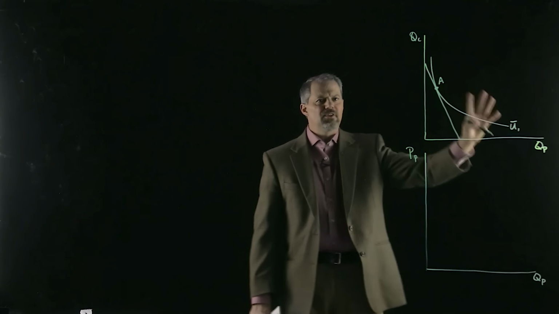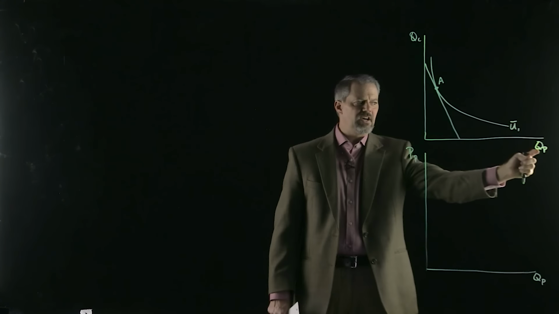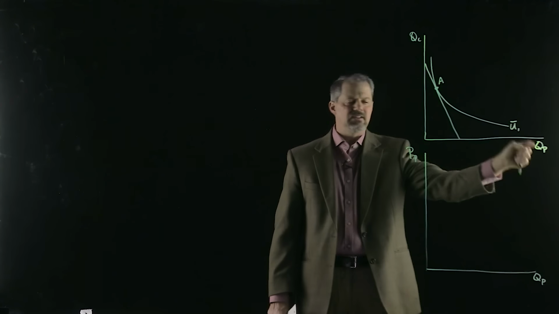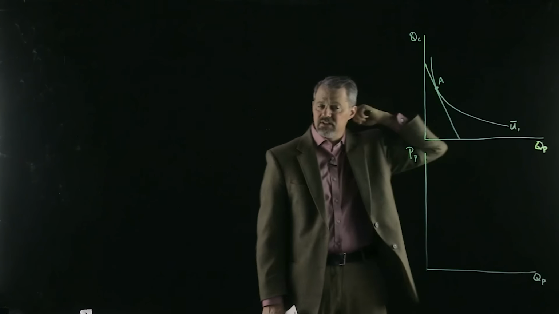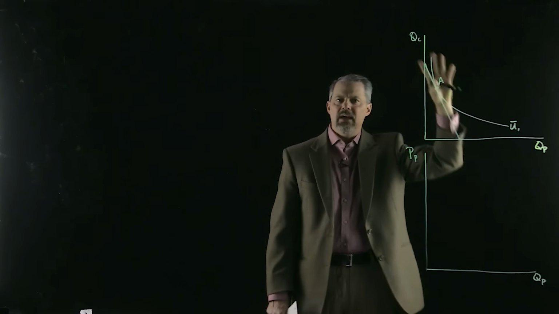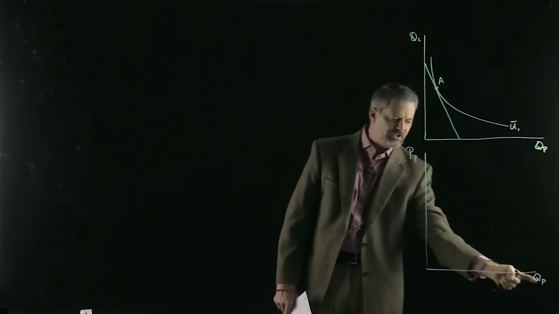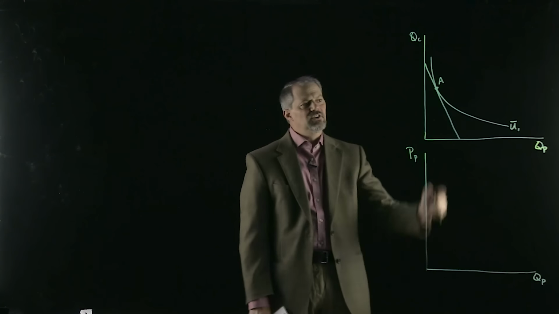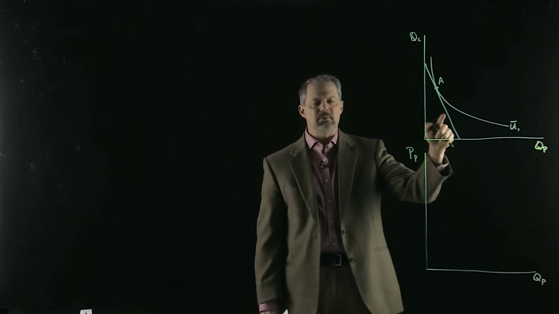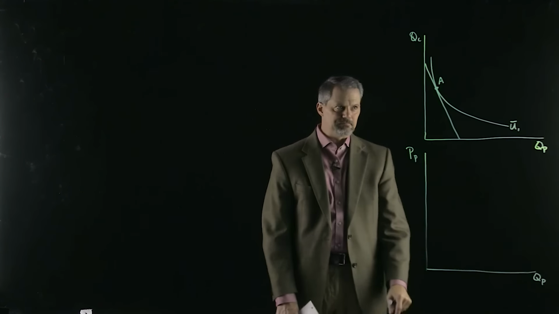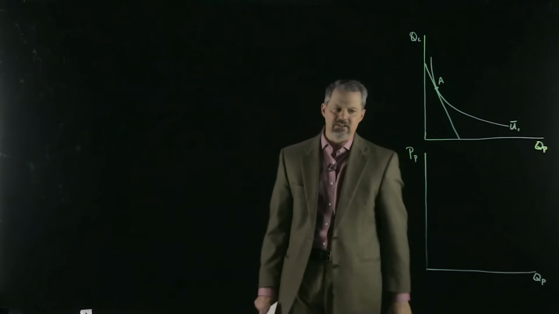Up here, remember, this is not a demand picture. This has got quantity on both axes, two different goods, but this is allowing us to look at the choice between two goods. Down here, we're going to focus just on pizzas. So what I'm going to do in this picture is I'm going to be changing the price of pizzas. I'm going to be decreasing it.